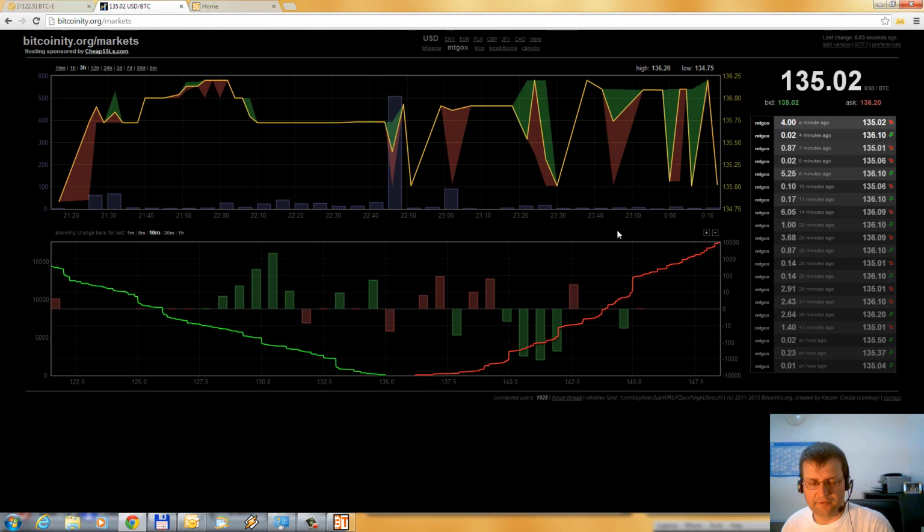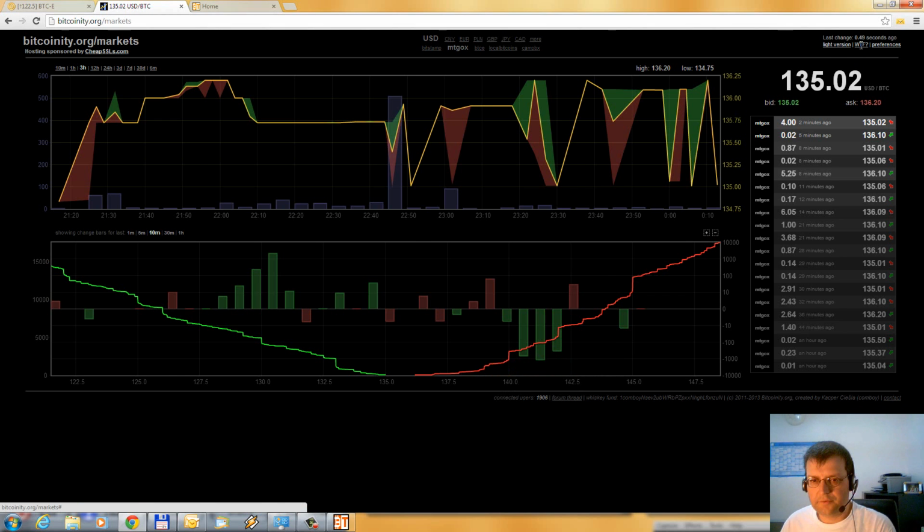Okay, and these green ones are also making the price go up because these green bars are removed asks. So this means the ask curve is getting flat, and if this curve gets flat, then it's likely that the price will go up. And this is actually all I can say about these charts.